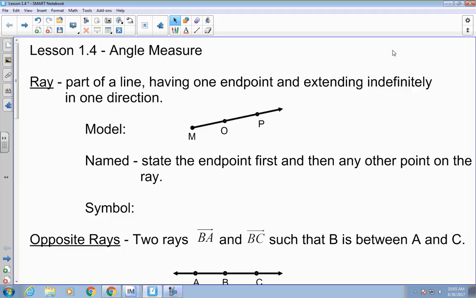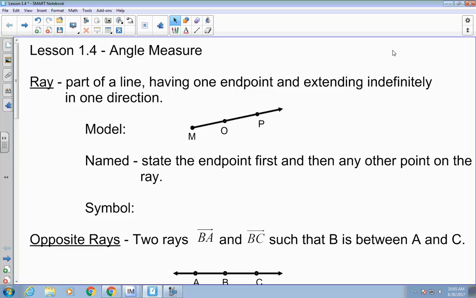We've been working on lines and measuring line segments and the different parts of the line segment. We talked about the segment addition postulate. Today we're going to focus on angles for the rest of this week. Before we do that, we need to talk about what a ray is. A ray is part of a line having one endpoint and extending indefinitely in one direction.